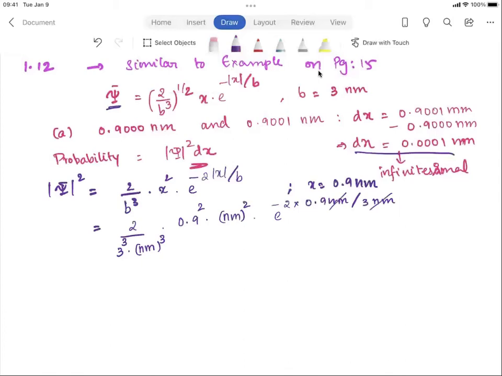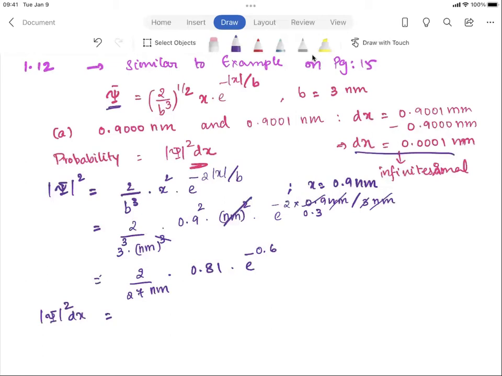I'm going to do a unit cancellation there, and this 3 can do that. So this will be 2 over 27, and the nanometer squared and the cube get cancelled, so we have a nanometer inverse. And here we have 0.9 squared, which is 0.81, times e to the negative 0.6. Now that we have psi squared, let's compute psi squared dx, which is the probability.